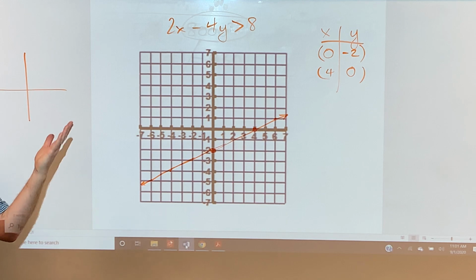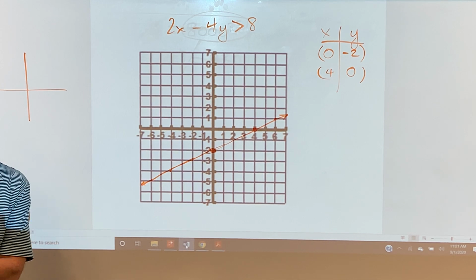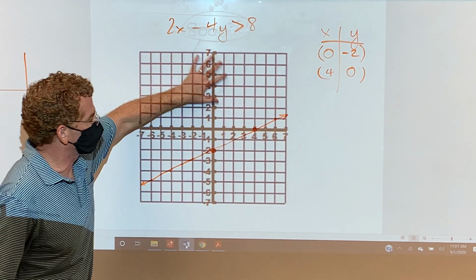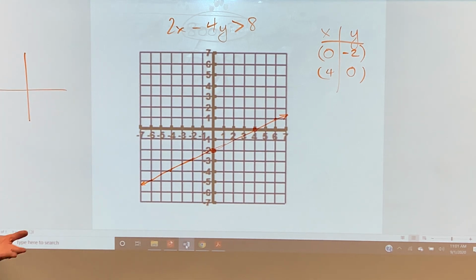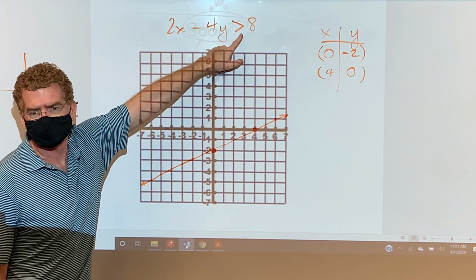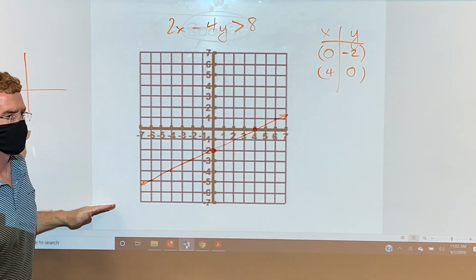So what does that mean, greater than? Is that where you just shade? You're going to be shading, and it's going to be either above this line or below this line. But you've got to come up with a strategy. And also, there's no equal sign anymore, is there? So if there's not an equal sign, do I want where the line is equal?